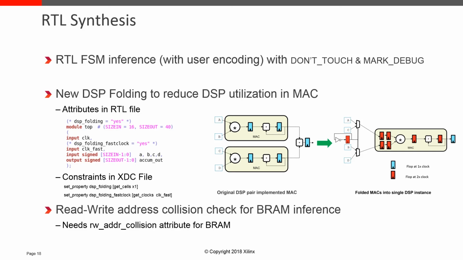The next enhancement reduces the number of DSPs used by a design by folding a pair of DSP instances into a single DSP instance running at 2x the original clock frequency. The immediate benefit of folding is that it reduces DSP utilization and therefore enables the packing of more logic into the FPGA. Additionally, for designs whose throughput is limited by DSPs, folding can increase throughput.